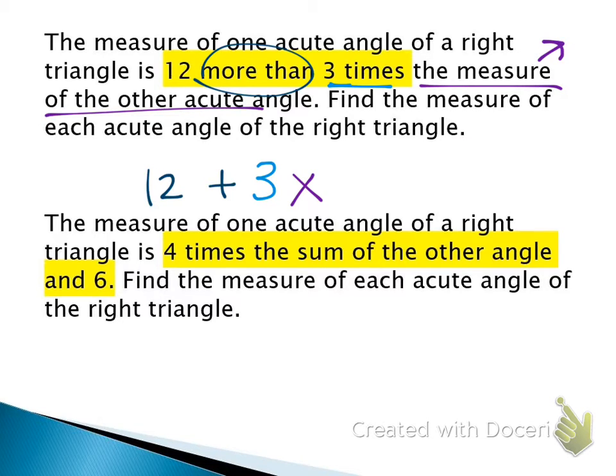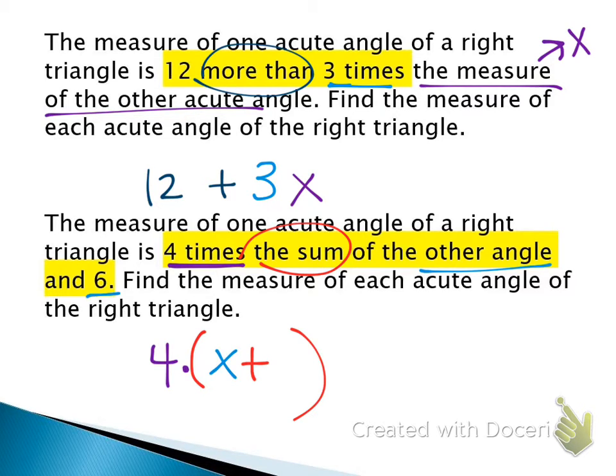So x. On your homework, it might say that, or it might say the measure of one acute angle of a right triangle is 4 times. It doesn't say the other angle. It says 4 times the sum. What is a sum? The answer to an addition problem. So what's going to happen is it's 4 times 2 things being added. So 4 times the sum. And then the sum of what it's going to tell you. The sum of the other angle, which we're going to call x, and then 6.